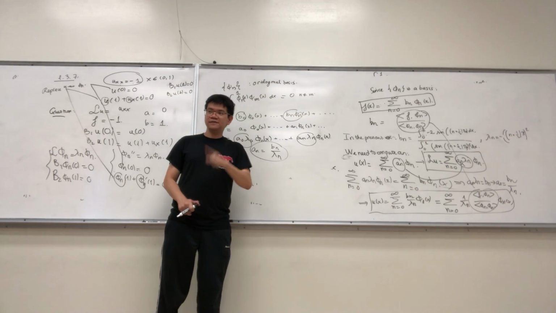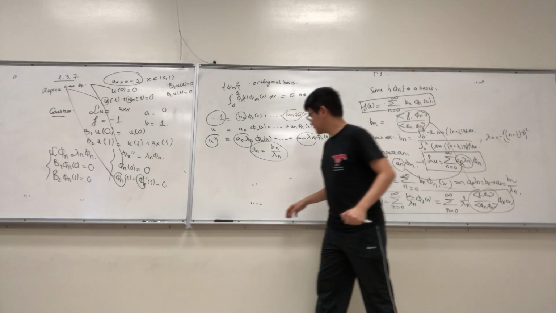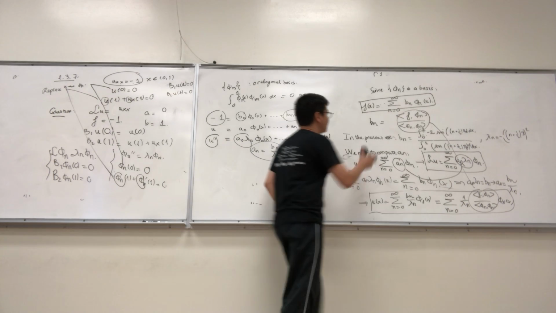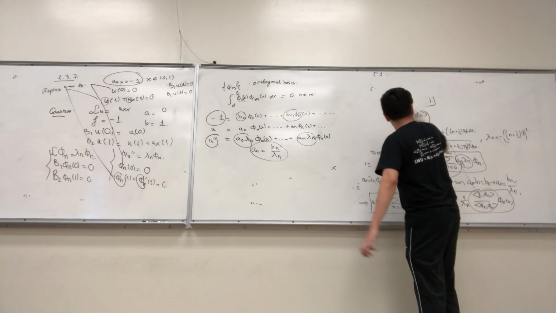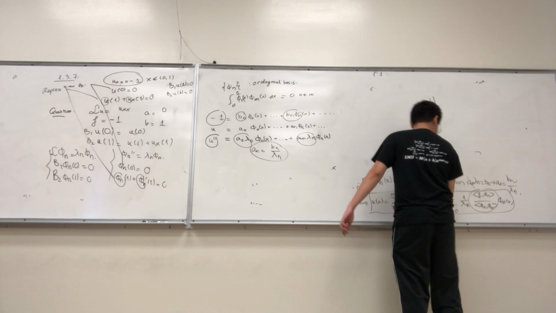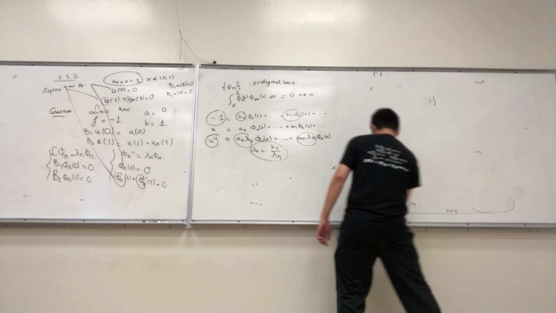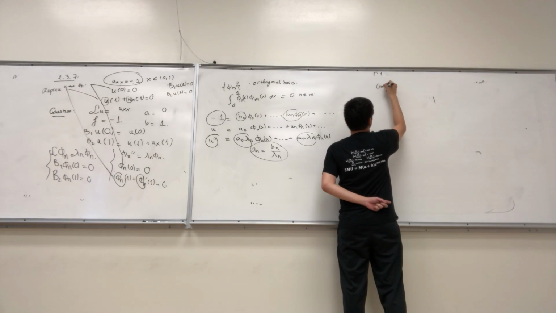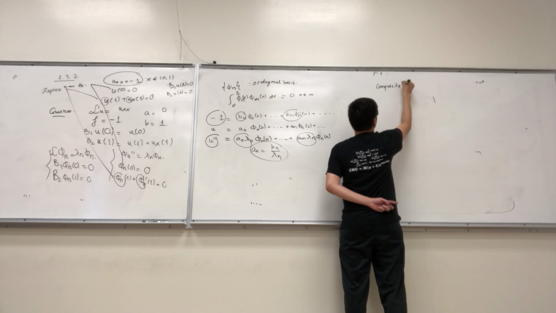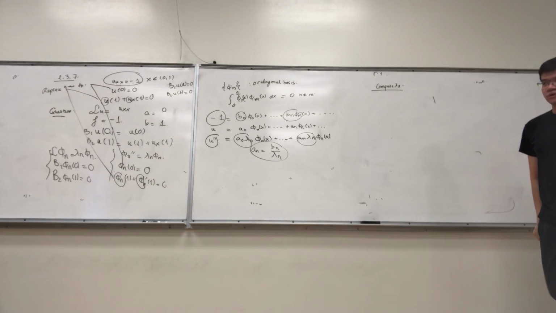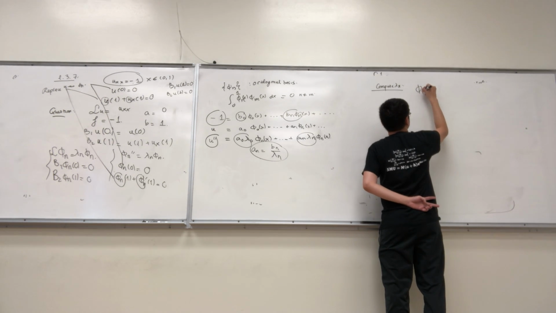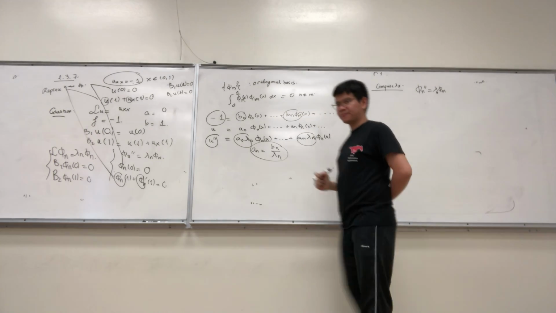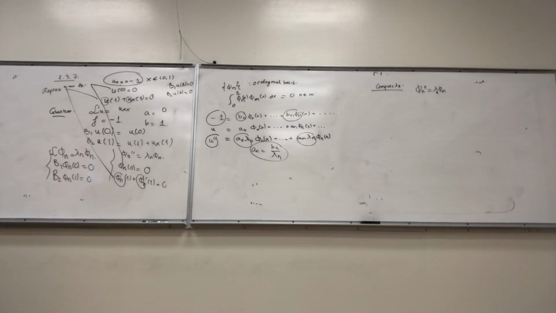Right? Now, the next step, I want to compute phi n. Any questions on this? It's good. Right. So let us compute lambda n. Okay, so compute lambda n. All right, so again I have phi n second is lambda n phi n. Right, so how do I solve this equation?